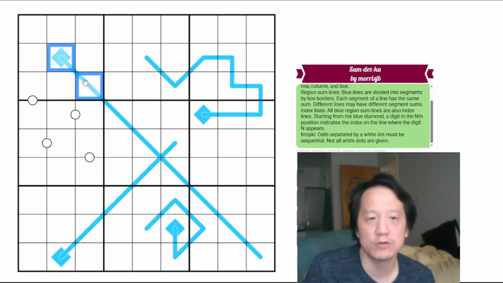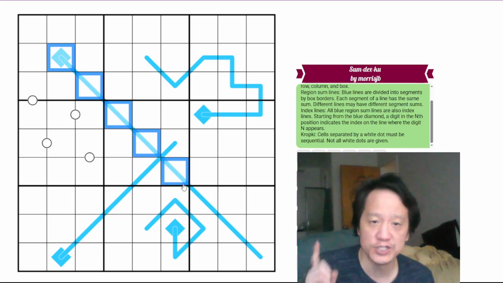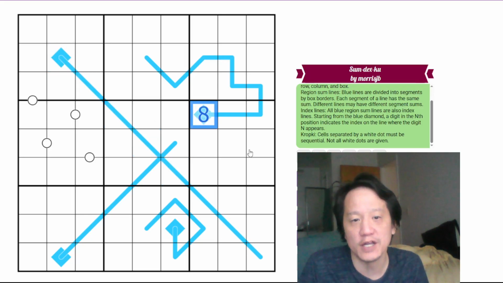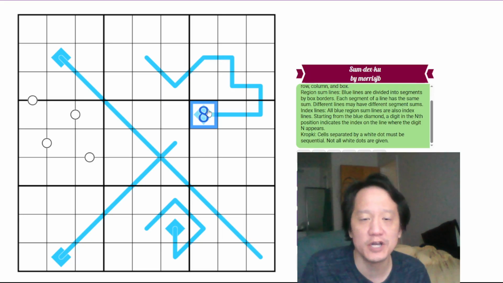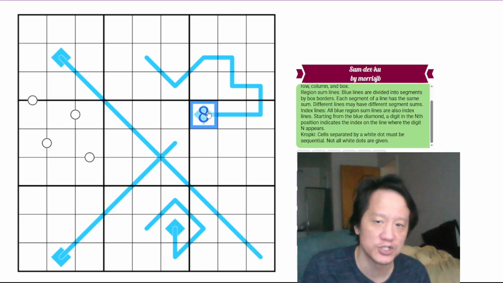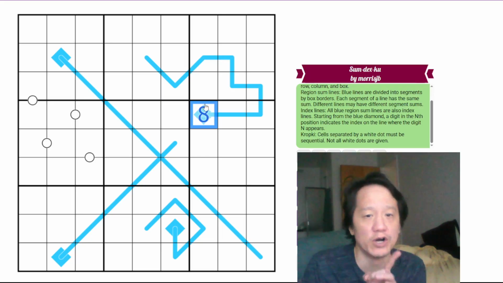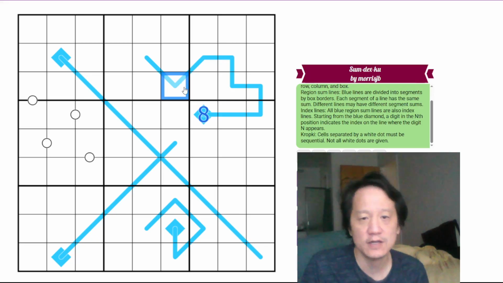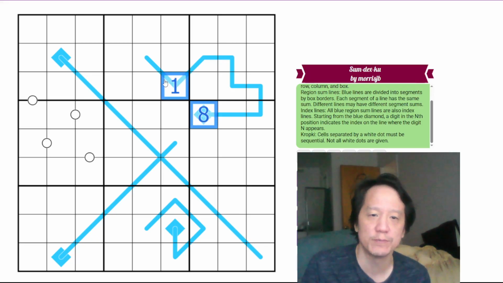We also know all region sum lines are index lines, where starting from the blue diamond, a digit in the nth position indicates the index on the line where the digit n appears. So, for example, if this digit were an 8, that would say that the 1 has to be in the 8th position, right? Because n here is 1, because it's in the first position. And the 8 signifies where the 1 is. So that would be 1, 2, 3, 4, 5, 6, 7, 8. Therefore, the 1 would have to be in this position.